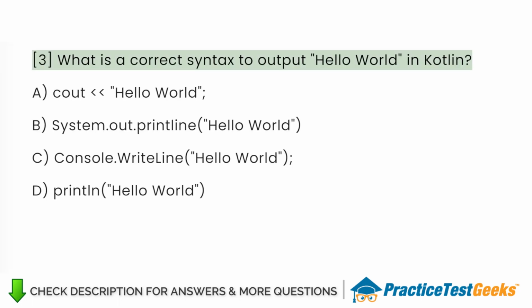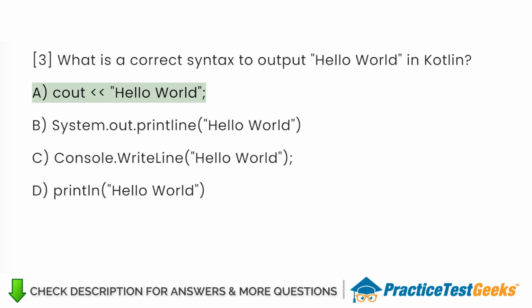What is a correct syntax to output hello world in Kotlin? A. Cout hello world. B. System.out.println hello world. C. Console.writeLine hello world. D. Println hello world.